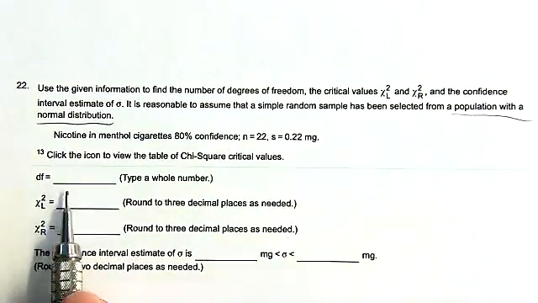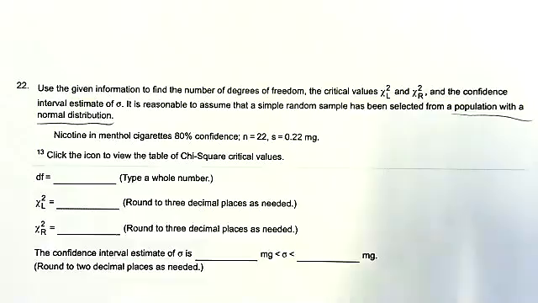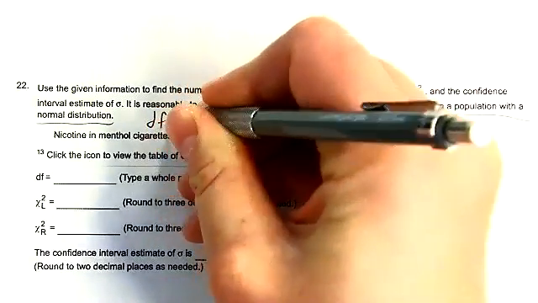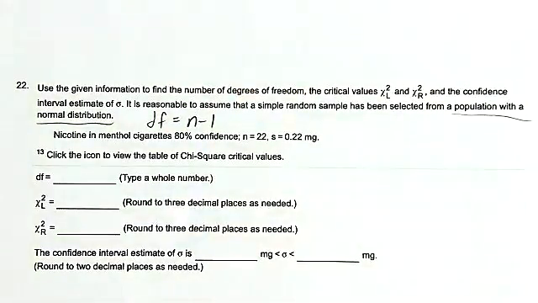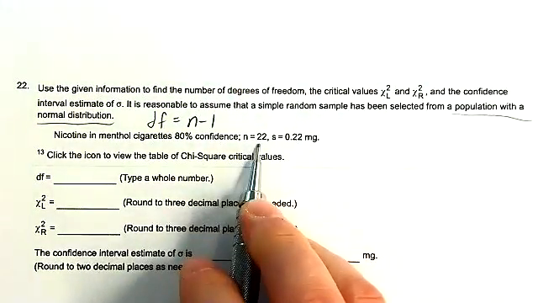Okay, so the first question says, what's the degrees of freedom? Well, the degrees of freedom, df, is the same as in the last section. It's just n minus 1. So in this problem, n is 22, so df is 21.